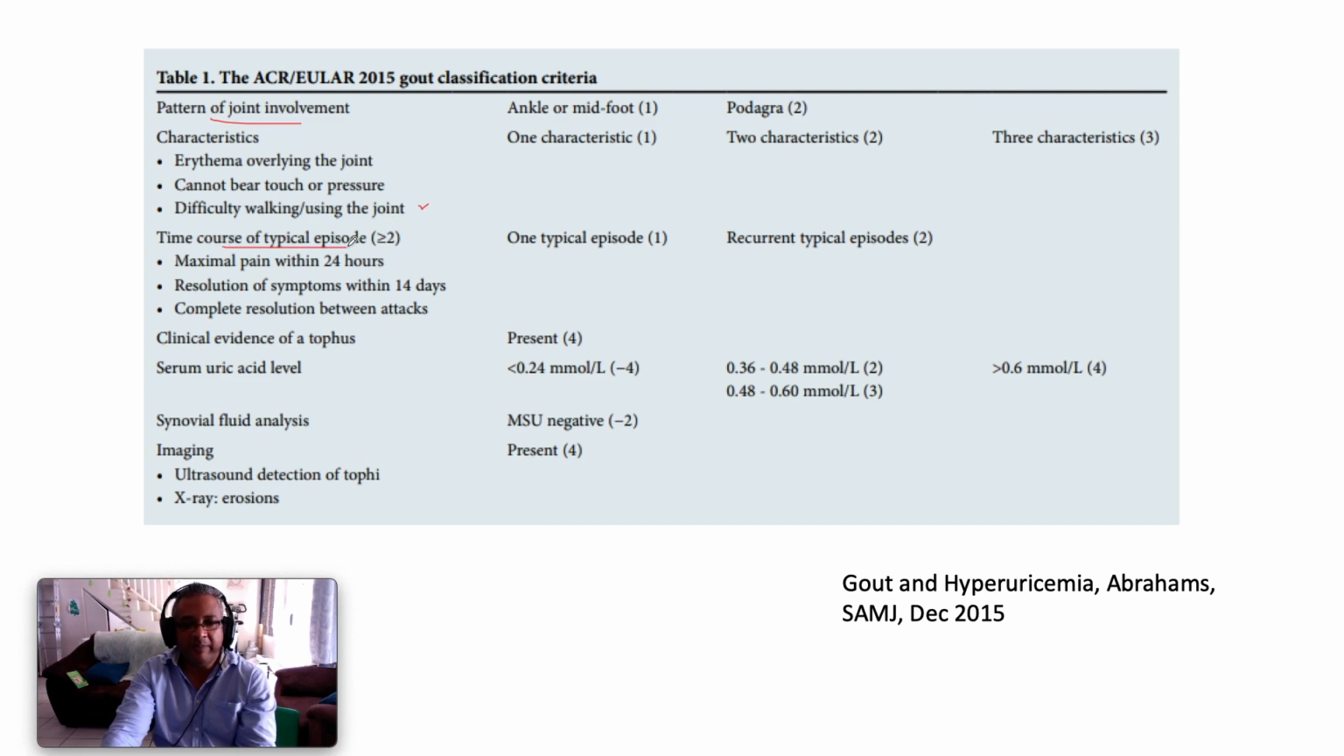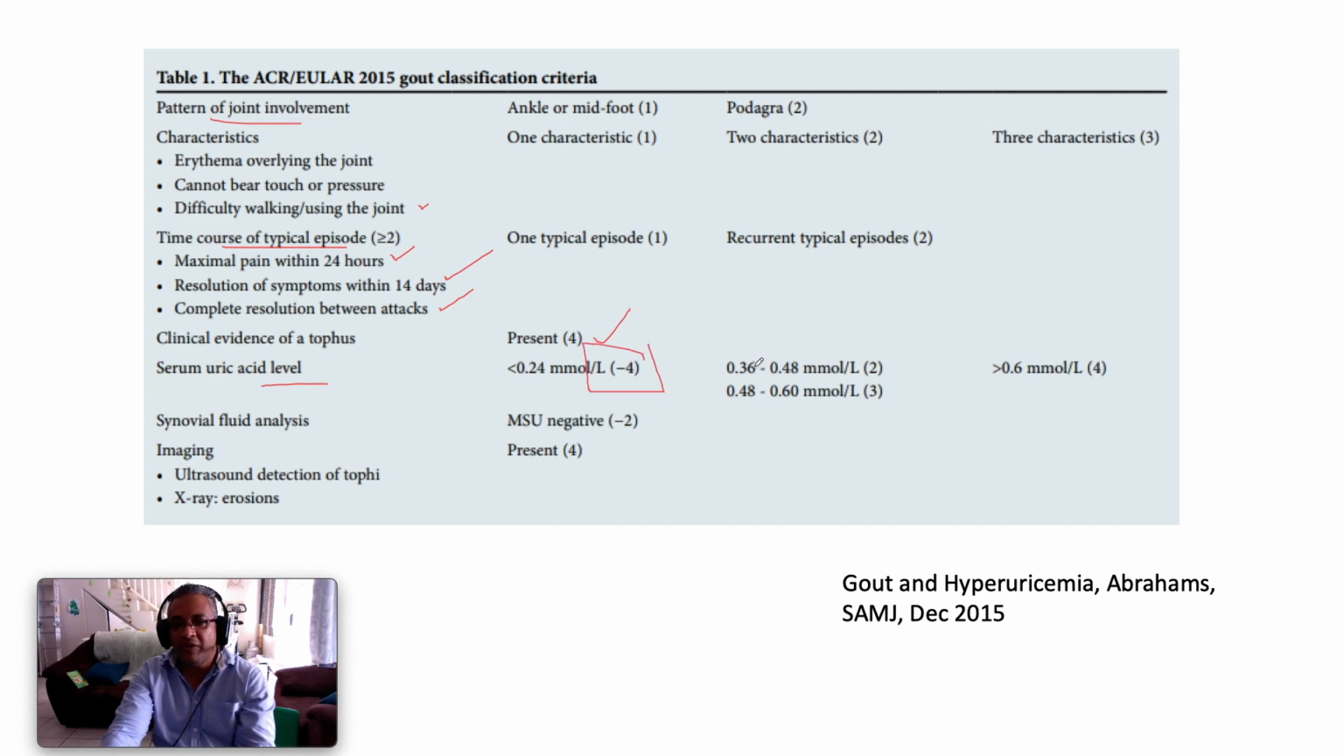Time course of the typical episode, right? If it's maximal pain within 24 hours, resolution of symptoms within 14 days, and complete resolution between attacks. If you have one typical episode, you score 1. Recurrent typical episodes, you score 2. If you've got clinical evidence of tophi, you score a whopping 4. Serum uric acid level, if it's below 0.24, you actually subtract 4 from that. Right?